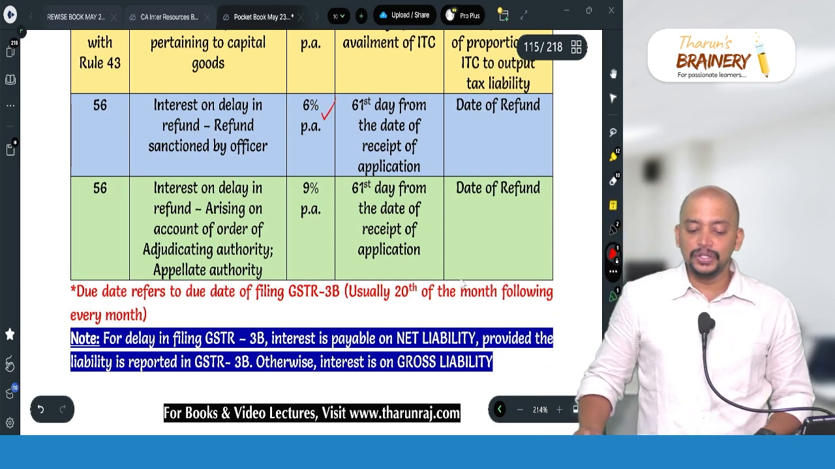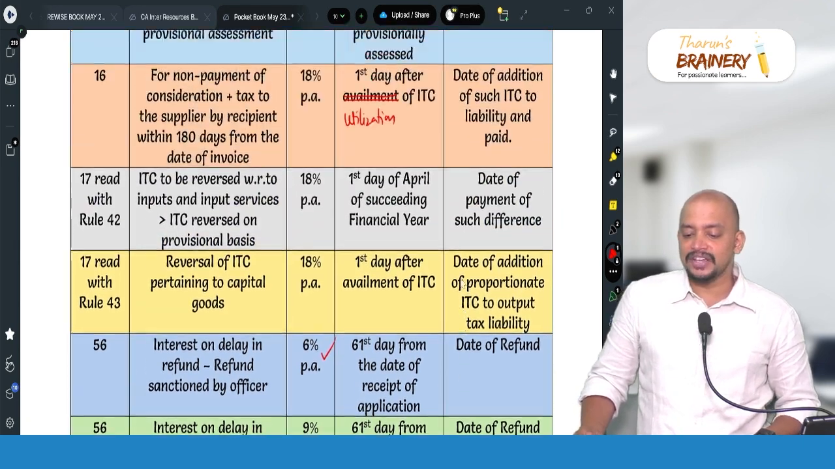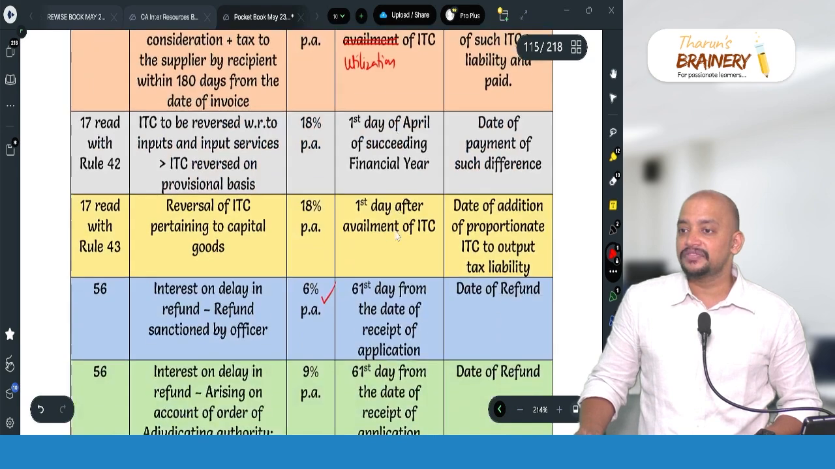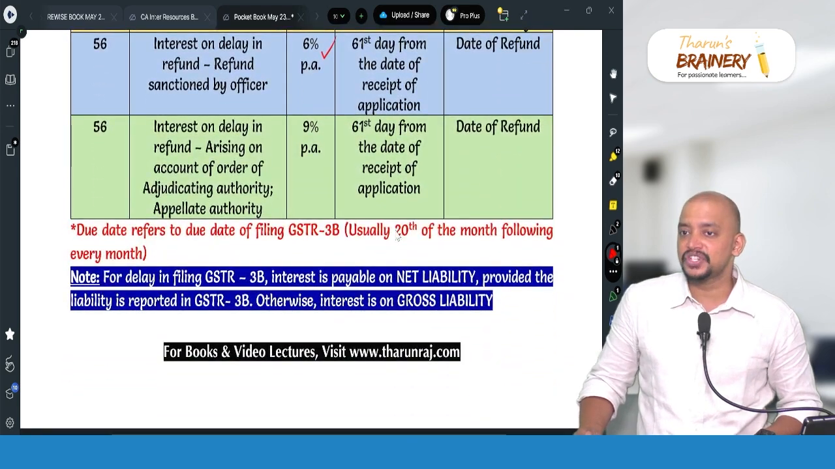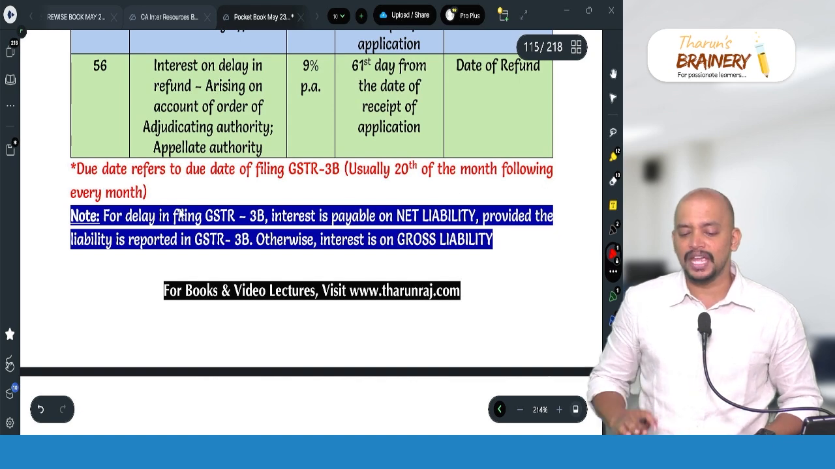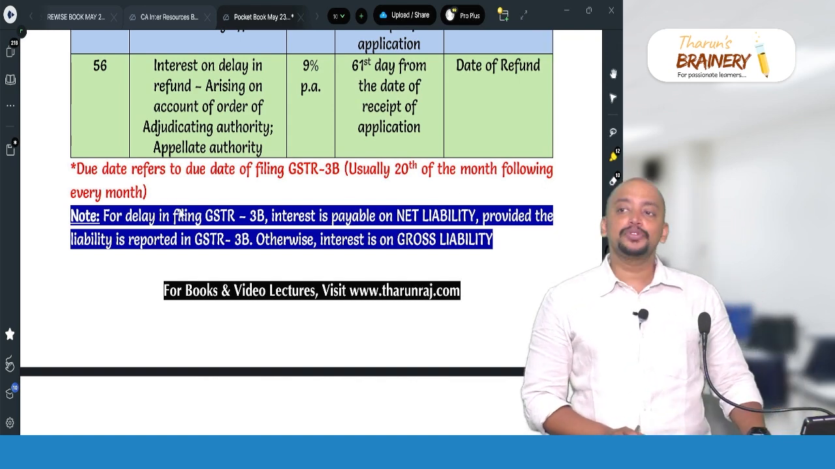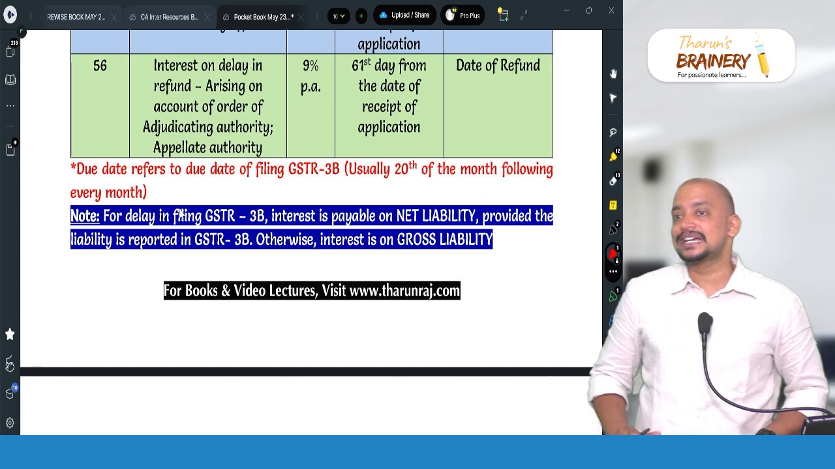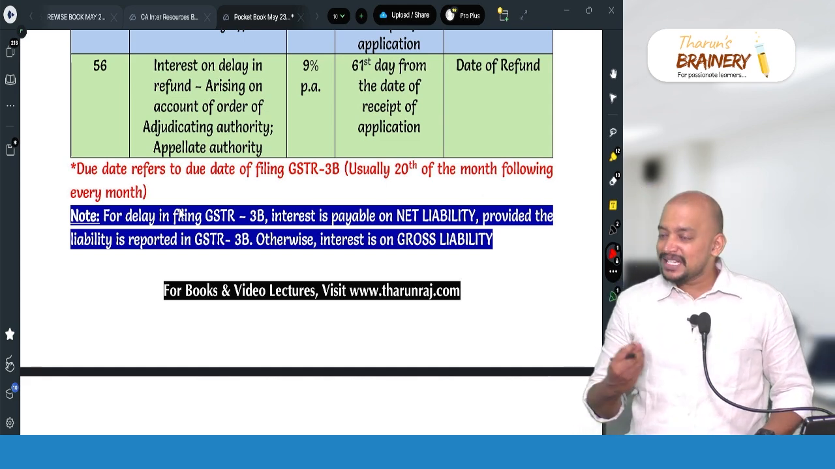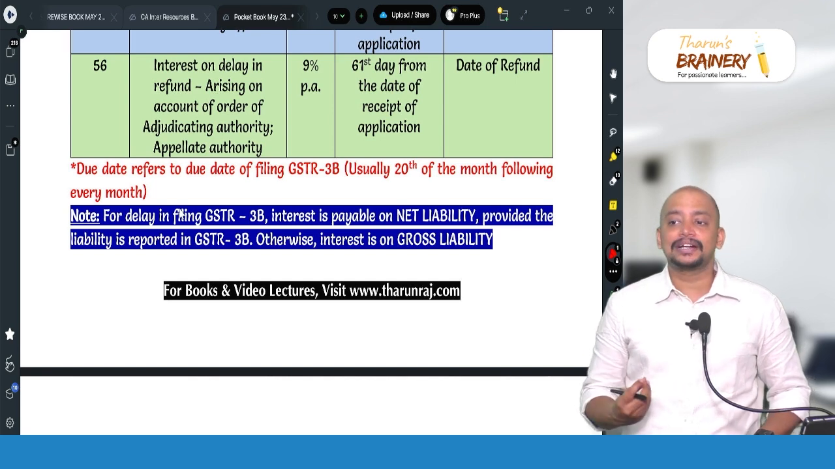And here, if you see first date after due date, it means first date after the due date of return. Which return? GSTR 3B return, usually 20th of the month following every month. And if there is any delay in filing GSTR 3B, then interest will be payable on net liability, meaning that amount which is paid using the electronic cash ledger.